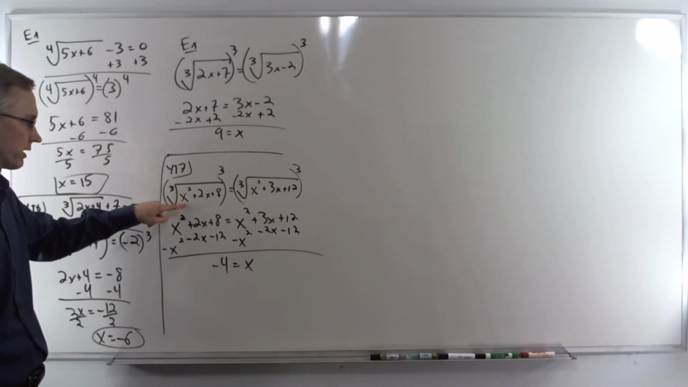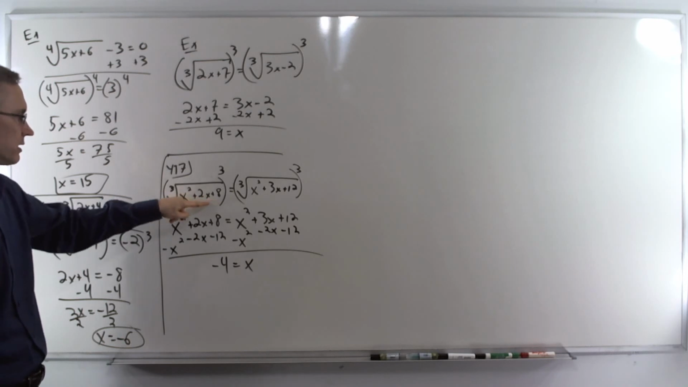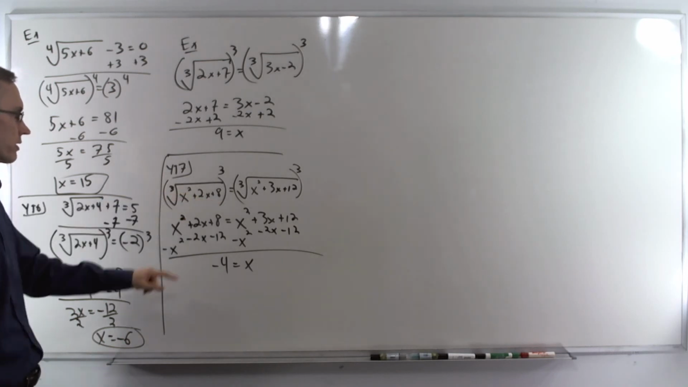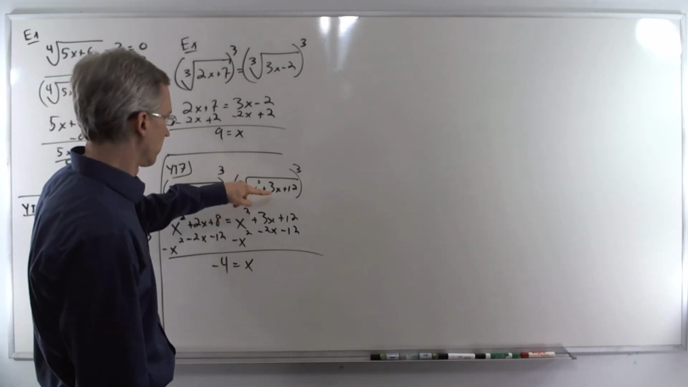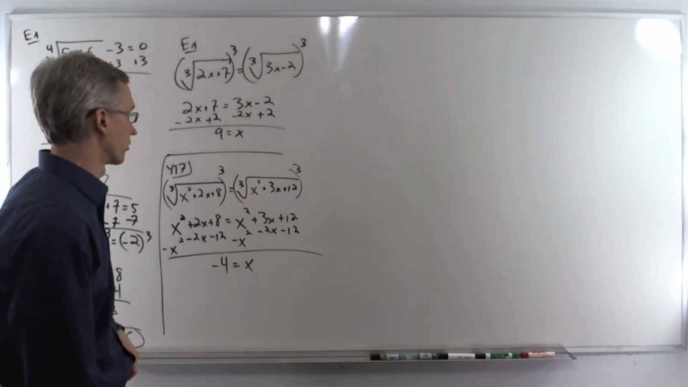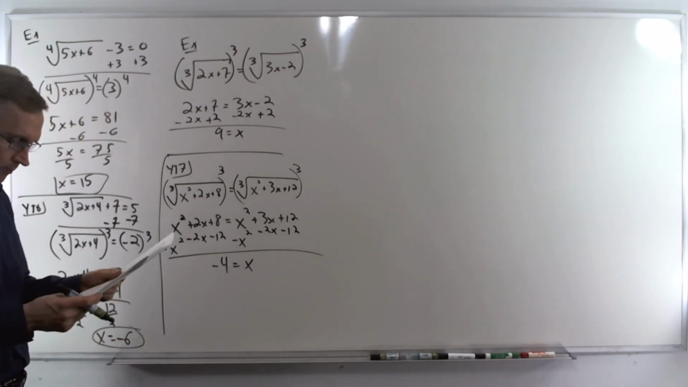All right, plugging in here, it gives us 16 minus 8 plus 8 is 16. So we get the third root of 16 over here. Over here, we got 16 minus 12 plus 12 is 16. So third root of 16 on both sides. So that checks, and x is negative 4.